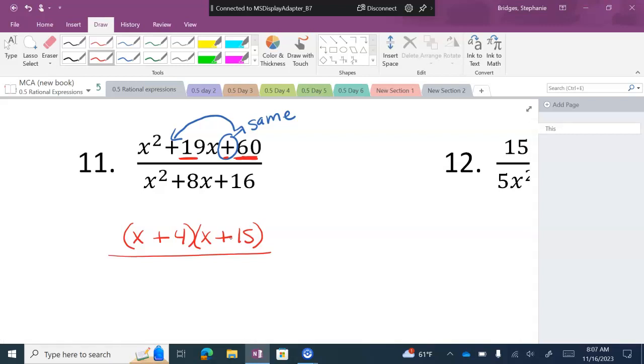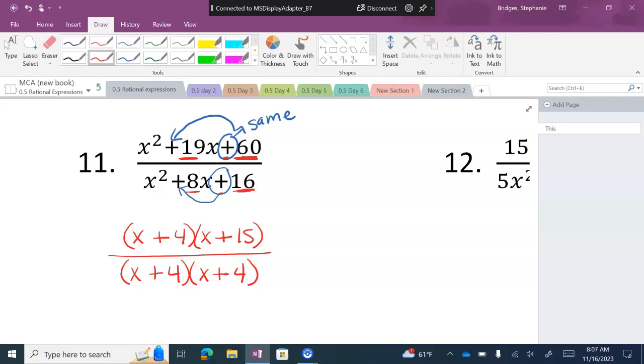Then we want to do exactly the same thing at the bottom. All three terms do not have a GCF. So what I want are numbers that multiply to give me 16 and add to give me 8. What numbers multiply to give me 16 and add to give me 8? 4 and 4. Are my signs going to be the same or different? Same, and they're both going to be plus. Can that factor any further?